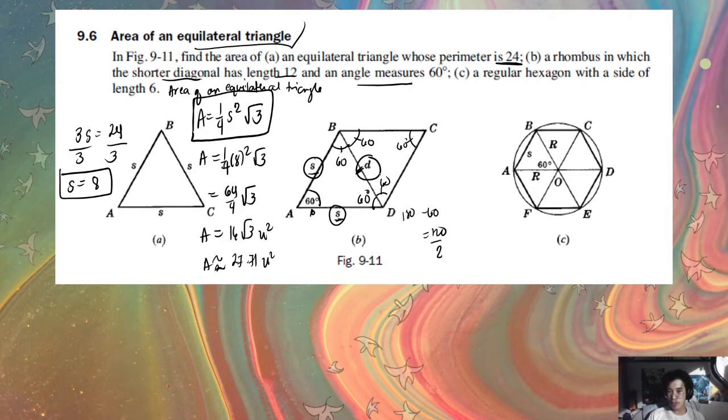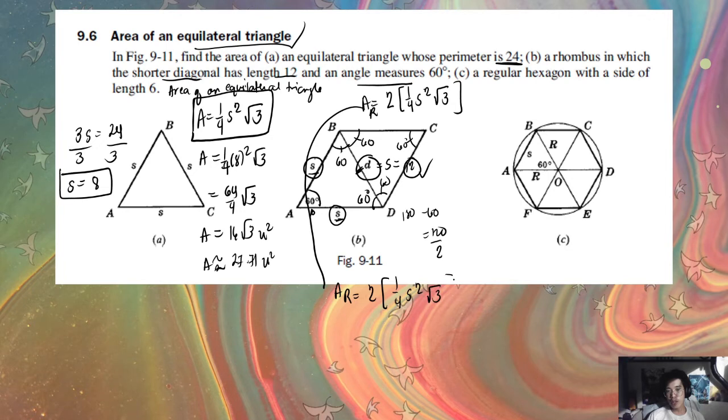Okay, so how do we find the area of this equilateral triangle? Since the diagonal is just the same as the side, and according to this problem, the diagonal is equal to 12, therefore the side must also be equal to 12. Solving for the area, the area of the rhombus is going to be 2 times 1/4 s squared multiplied by the square root of 3. Since we already know the value of s, that's going to give us 2 times 1/4 of 12 squared times the square root of 3. So that should give us 2 times 144 divided by 4 square root of 3.